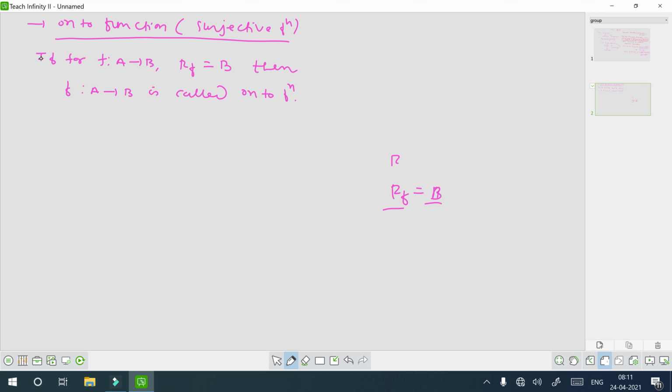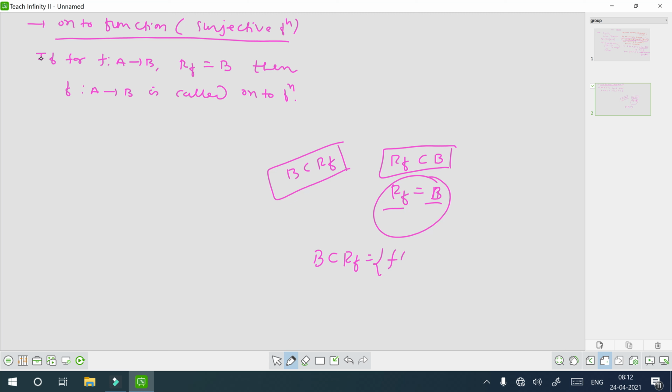One way result is true. Range of f is always subset of codomain. But when these two are equal, if both are subset of each other, that means if B is subset of range of f, then function is onto. Now to show that B is subset of range of f, range of f is set of images for the elements of domain. So every element of B should be in range of f. That means every element of B should be expressed of this form. And then we can say that onto function.